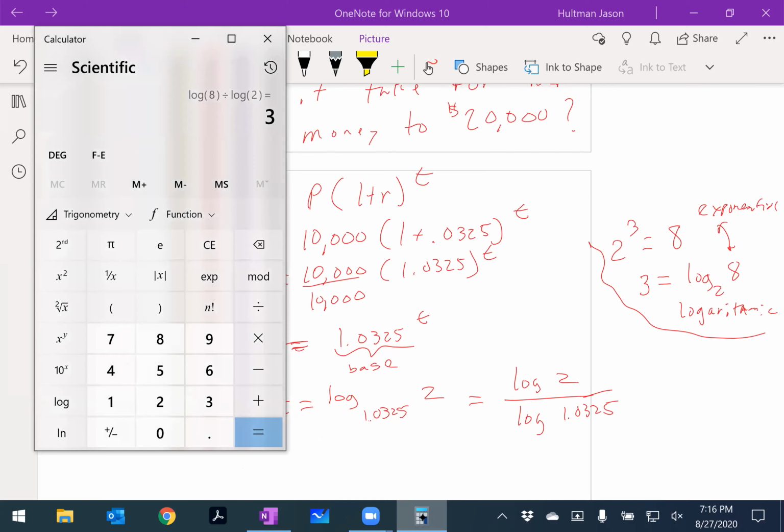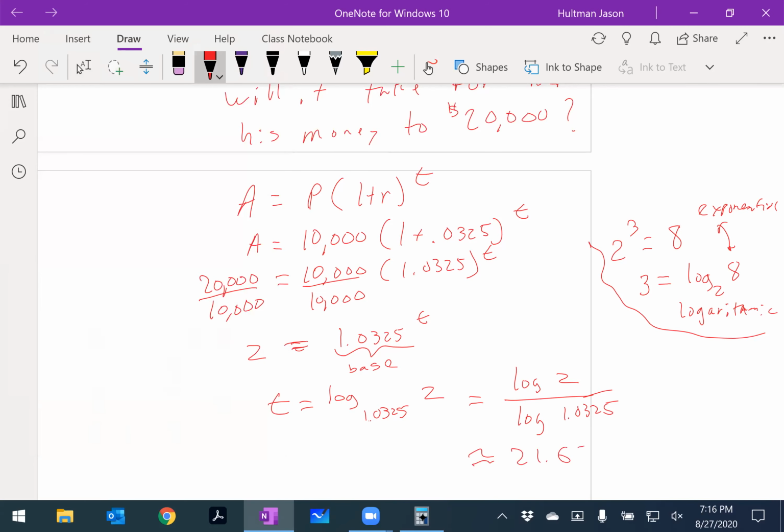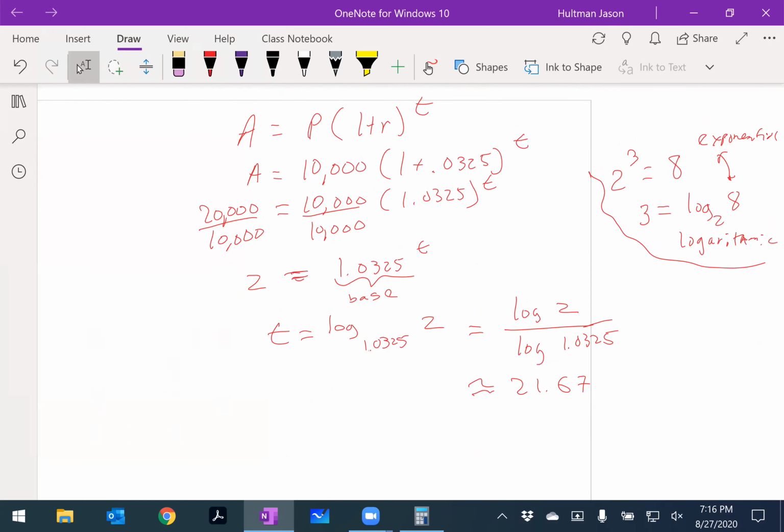I'm going to say log of 2, clear. Log of 2 divided by log of 1.0325, equals, and this comes out to be about 21.67 years. So it's going to take about 22 years to double my money invested at 3.25%.